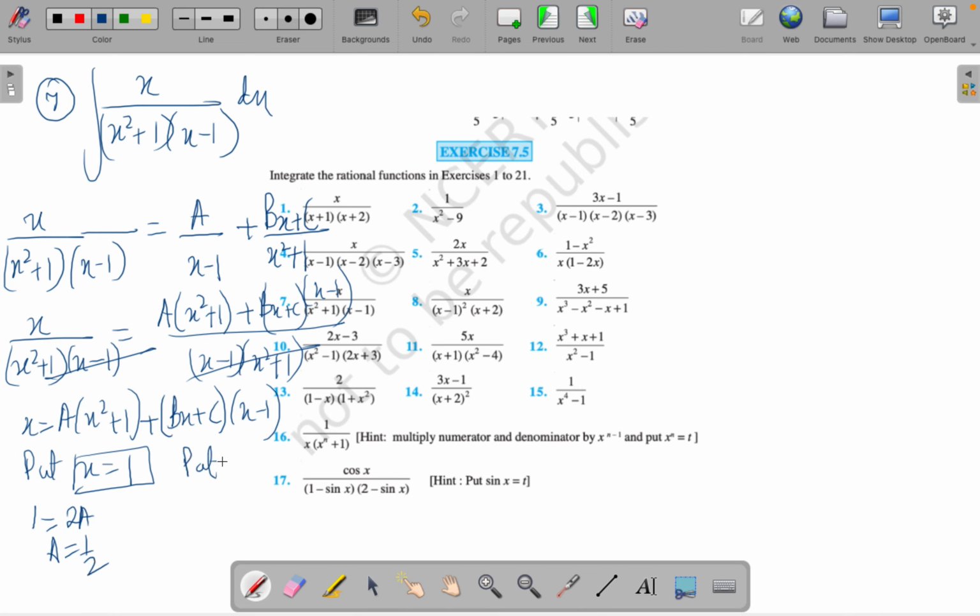Now I am putting x = 0. If I put x as 0, then 0 = A(0 + 1), so 1 remains, plus B into 0, which is 0, plus C into −1. So we get A = C. So I got the value of C also as half, right? Now we got A, we got C. Now we have to get B.